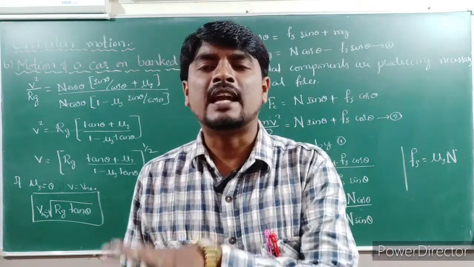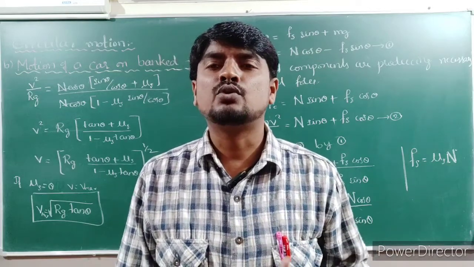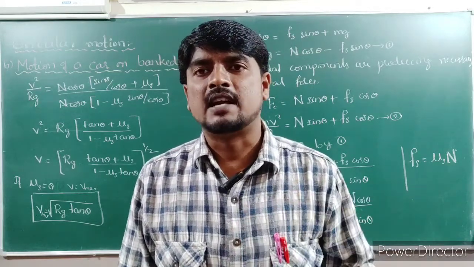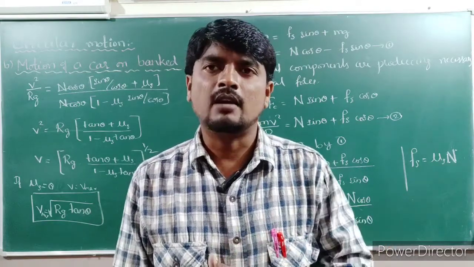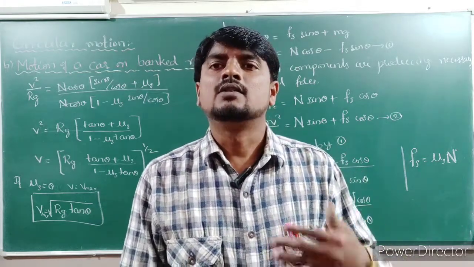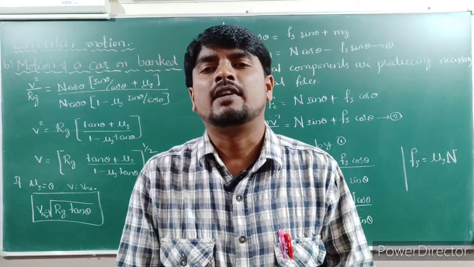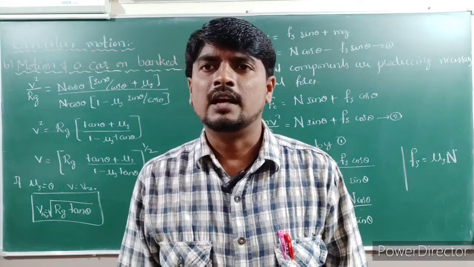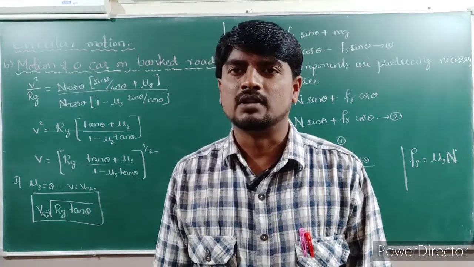If the diagram helps us to solve the problem, then go through the given data. After that, look at whatever is asked; most of the questions are asked from the banked road, or else Newton's second law. Then apply the formulas, substitute the given data, and try to arrive at the asked quantity. With this, I am completing the chapter laws of motion. Thank you.